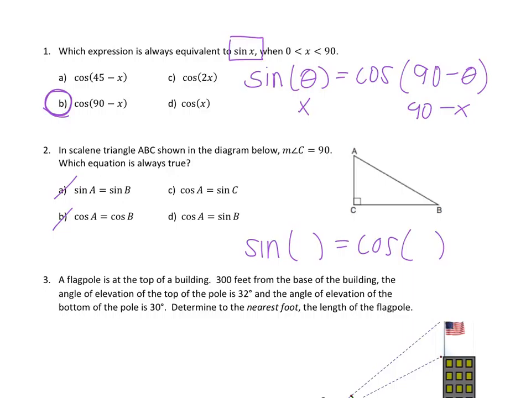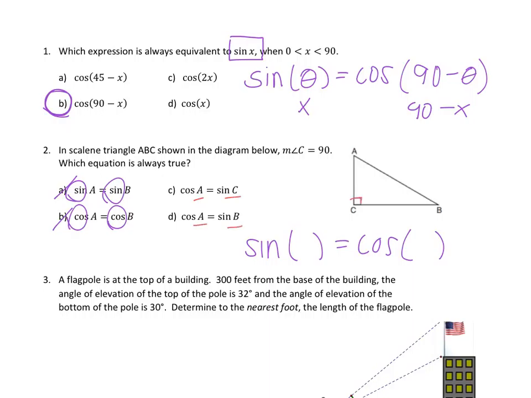So again, eliminating choice A and B, because here I see sine equals sine, cosine equals cosine, which is not okay. Remember, we need sine of something equals cosine of something. Now we have to decide, do we want A and C or A and B?